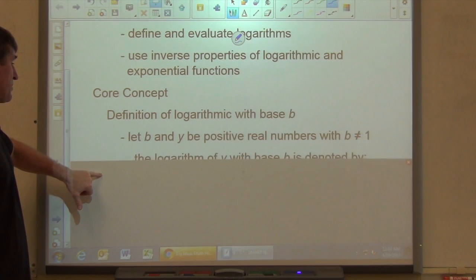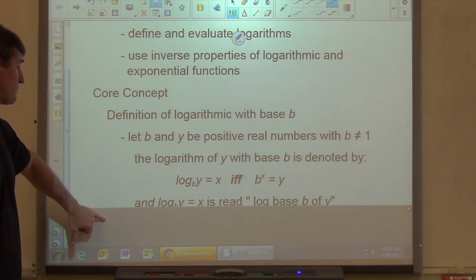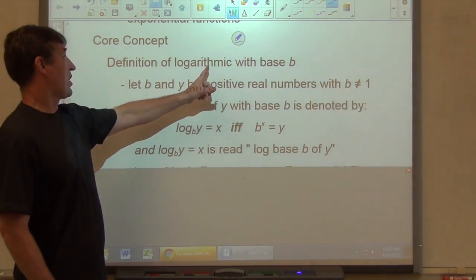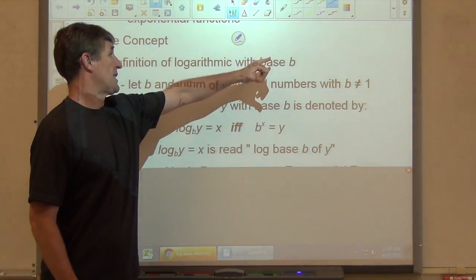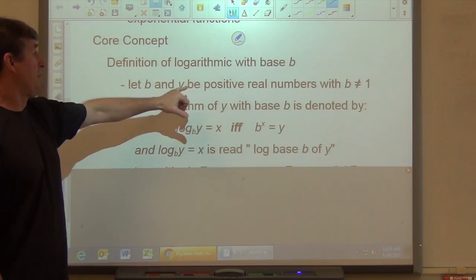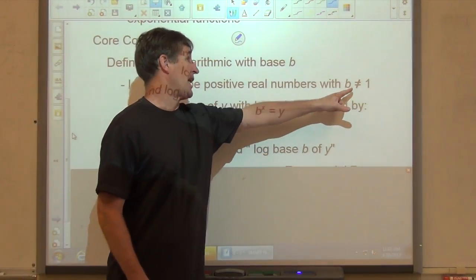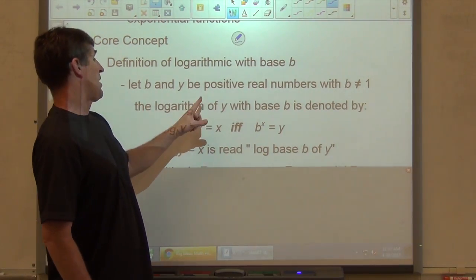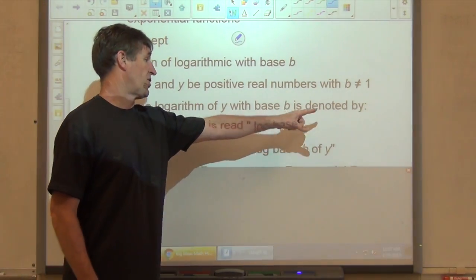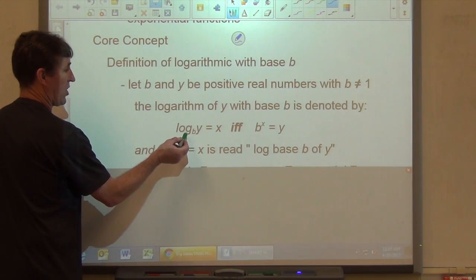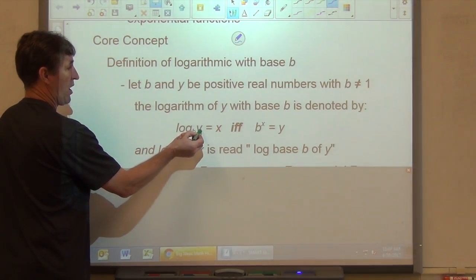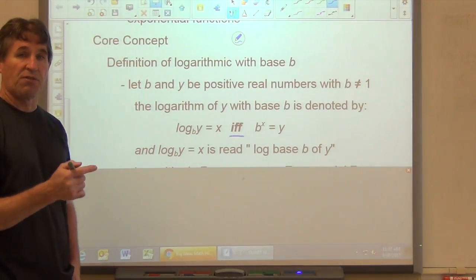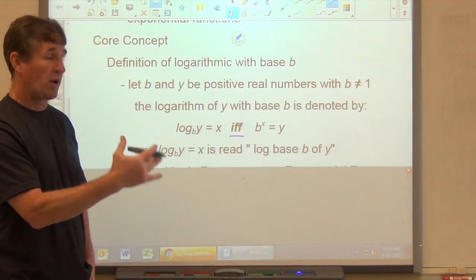So, our core concept. Definition of a logarithmic function with base b. Let b and y be positive real numbers with b not equal to 1. The logarithm of y with base b is denoted by this. It's read log base b of y equals x. And again, IFF is just an abbreviation for if and only if. This means it works both ways.